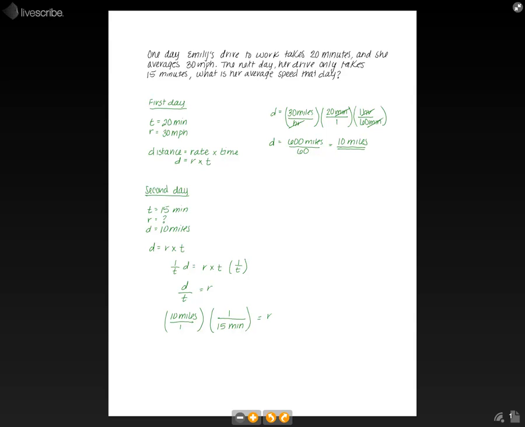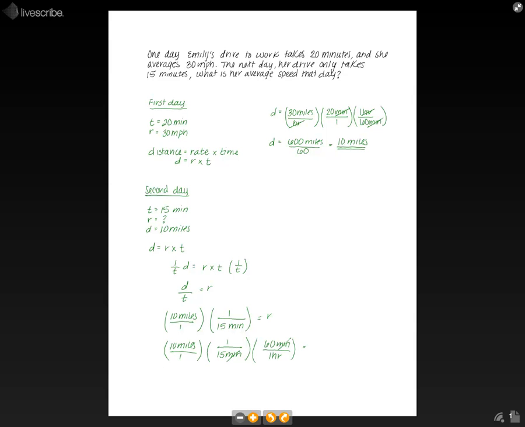Okay? So now what we have here is the rate. But we can see here that our units are going to come up with miles per minute, right? And those aren't really very helpful units for speed. So we want our speed to be in miles per hour. So let's go ahead and do that. So we have 10 miles over 1 times 1 over 15 minutes. So if we want to get rid of the minutes and have hours, we need to use a proportion again. So we know that there are 60 minutes in 1 hour. So that will make minutes cancel, and our units will be miles per hour.